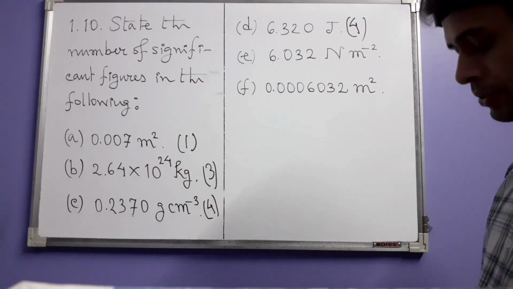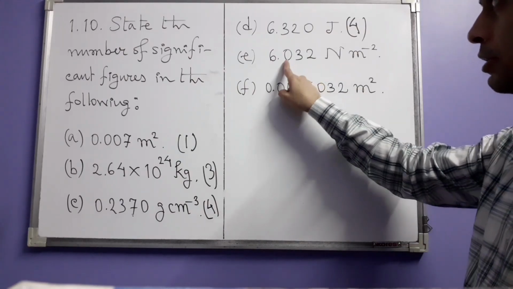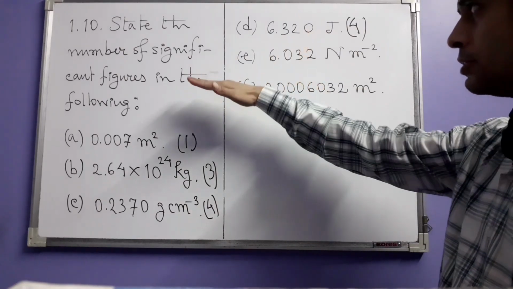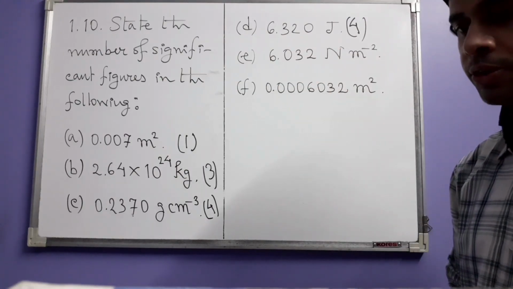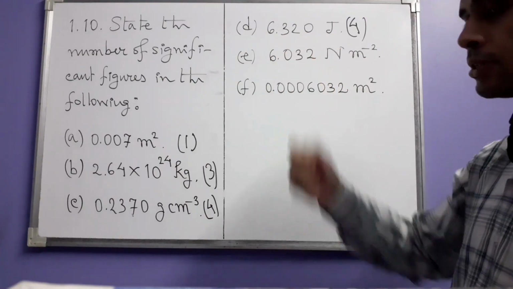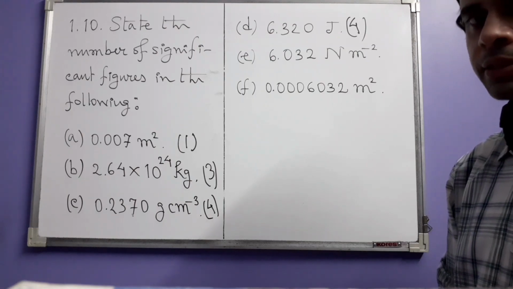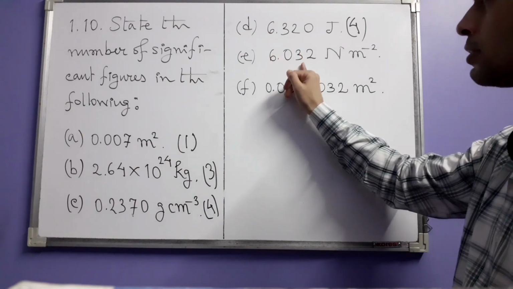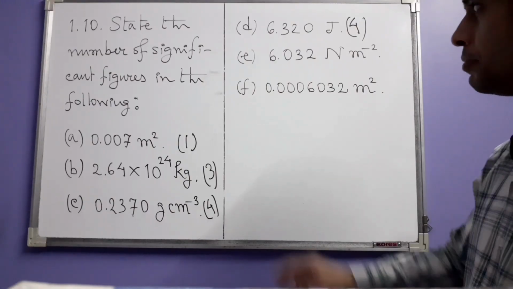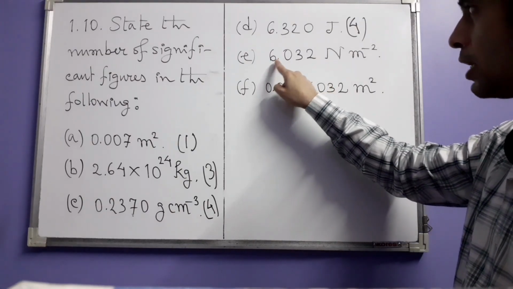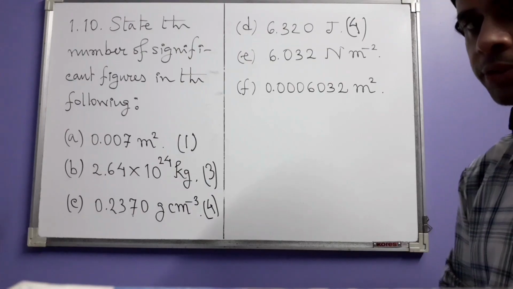Then this one, here the zero is neither a leading zero nor a trailing zero. It is a captive zero, a zero which is trapped between non-zero figures which are significant, 6 and 3. Captive zeros are always significant. So here also you have 1, 2, 3, 4 significant figures.